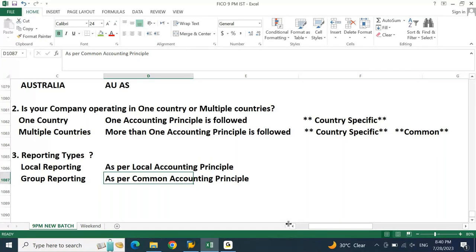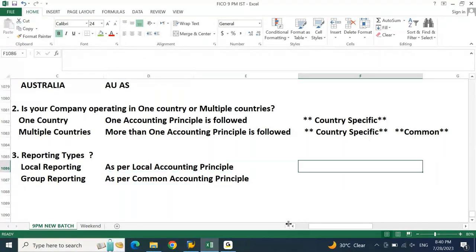For every country, there is one common accounting standard or common accounting principle called IFRS. Now here you will be following IFRS. So here I will write IAS or US GAAP. If my country is India, I will be using Indian accounting standards. If my company is in US, I will be using US GAAP.